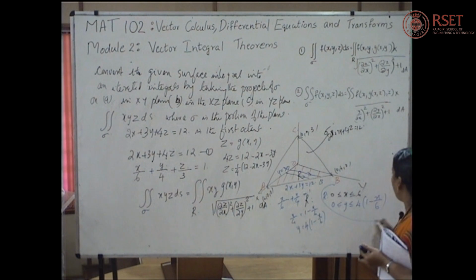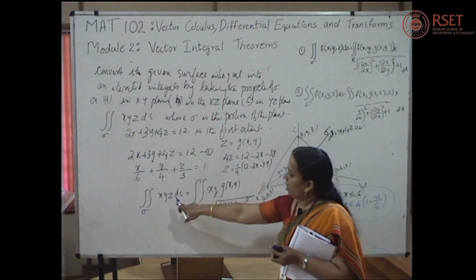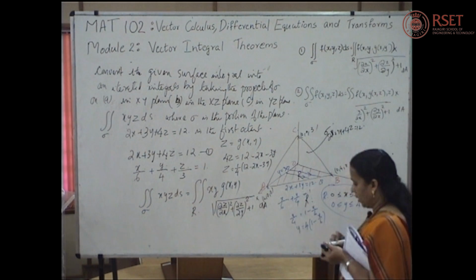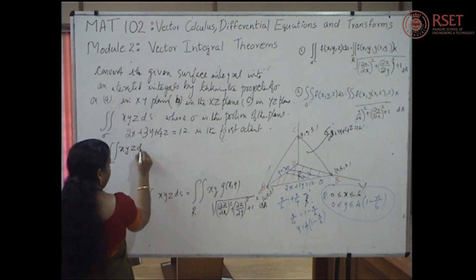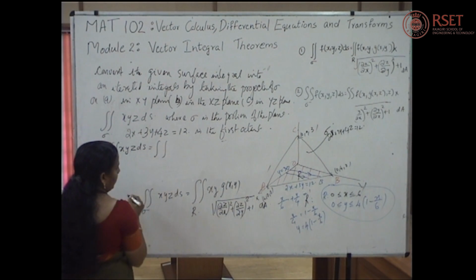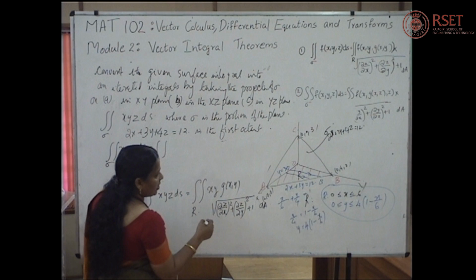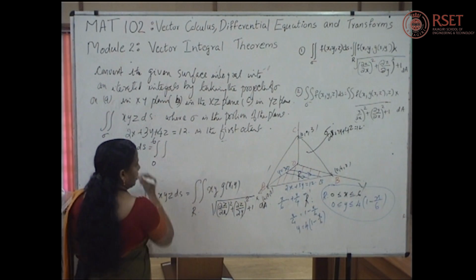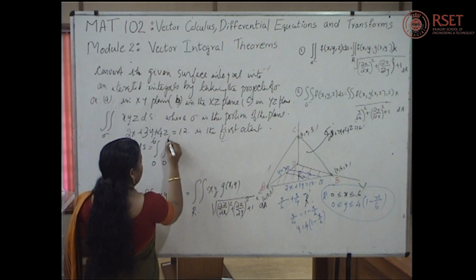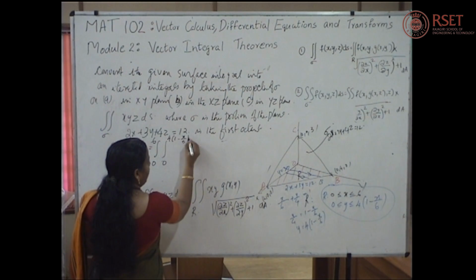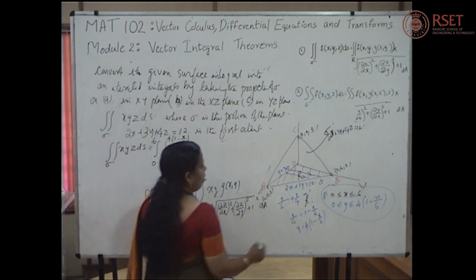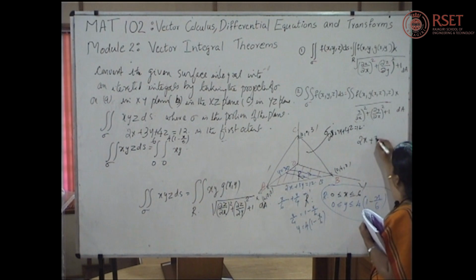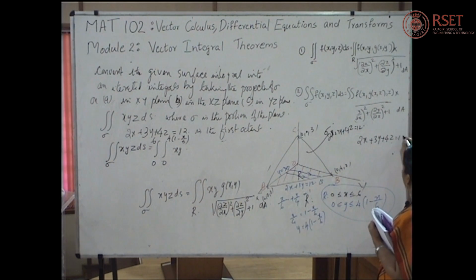So, this is the region of integration. Now, we can evaluate this integral by substituting all these values in the integral. That is, integral over sigma xyz ds is equal to double integral over R, where x is varying from 0 to 6, y varies from 0 to 4 into 1 minus x by 6, xy into g of xy. G of xy is the surface 2x plus 3y plus 4z is equal to 12.